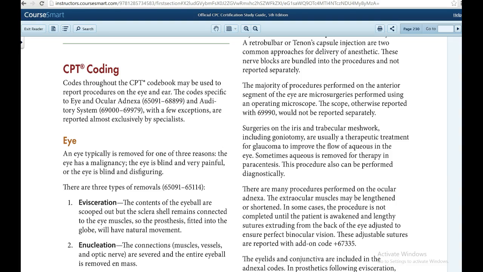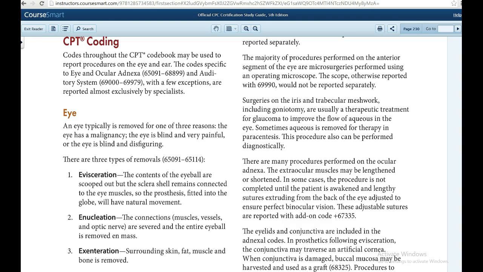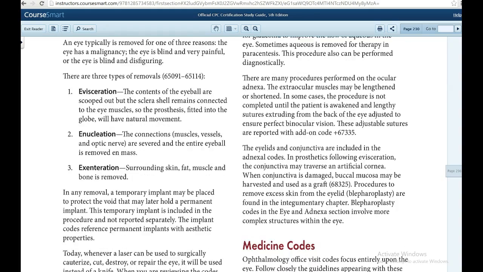Now, an eye is typically removed for 1 of 3 reasons. The first is the eye has a malignancy, the eye is blind and very painful, or the eye is blind and disfiguring. There are 3 methods of removal that you can take to remove an eye: an evisceration, an enucleation, or an exenteration. Make sure you all know these different methods for removing the eye. And here are just some procedures that are done in this section.